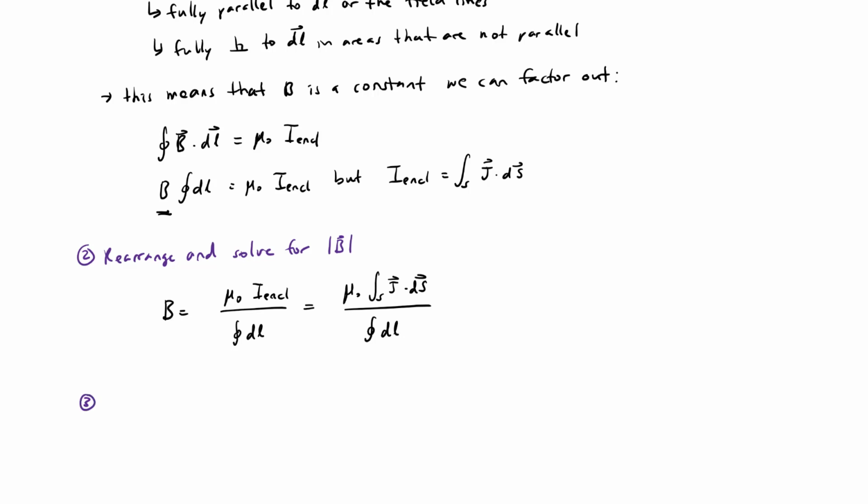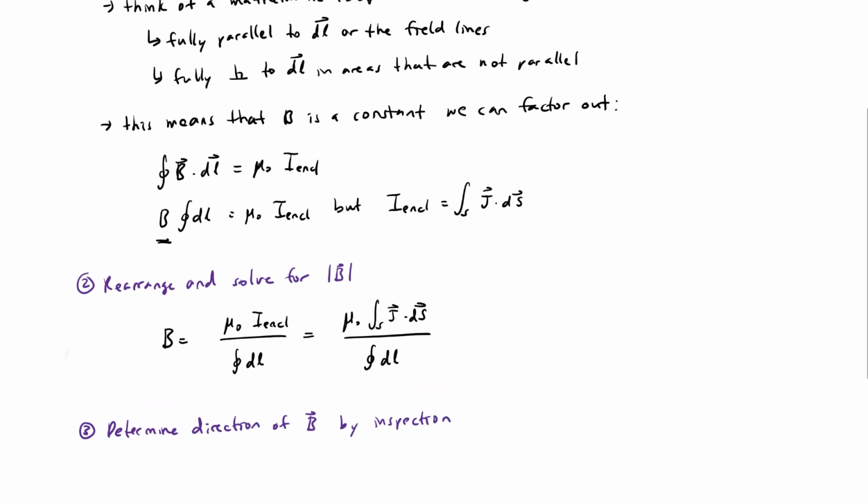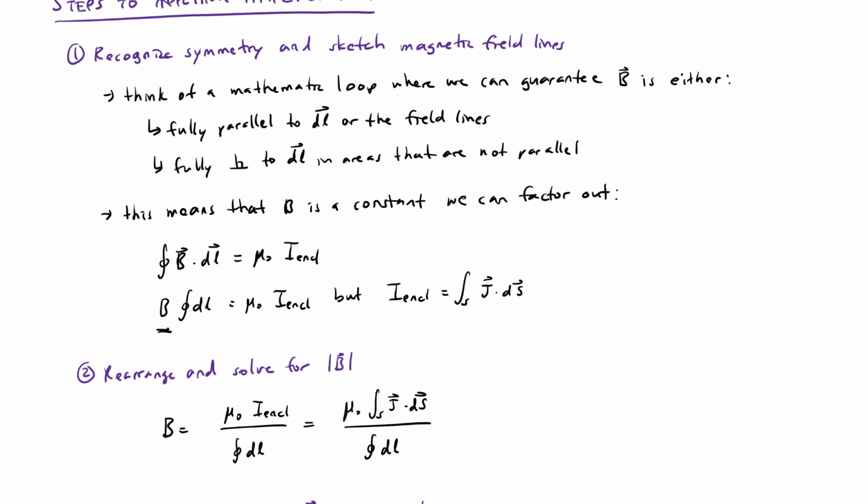Last but not least, your magnetic field is a vector, so you have to determine the direction of B by inspection. That is where the right-hand thumb rule comes in handy, and we'll be going through several practice problems so that you can familiarize yourselves with applying these steps.